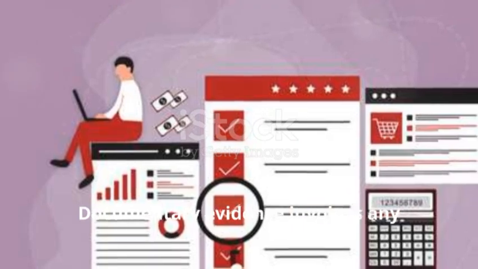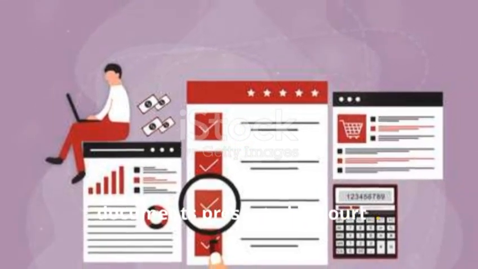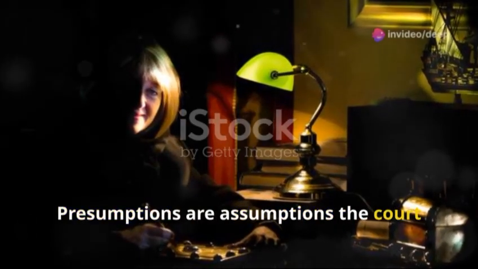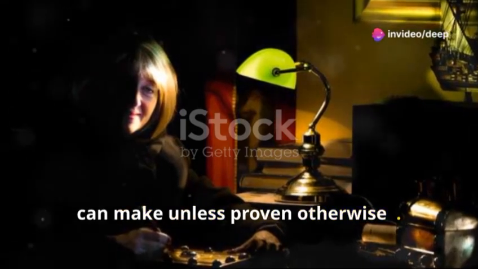Oral evidence needs to be direct, that is, first-hand accounts. Documentary evidence involves any documents presented in court. Presumptions are assumptions the court can make unless proven otherwise.